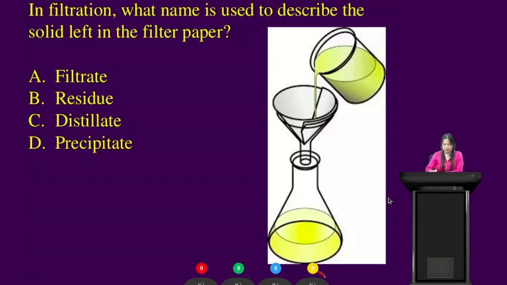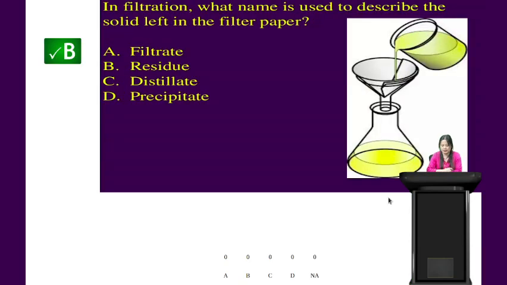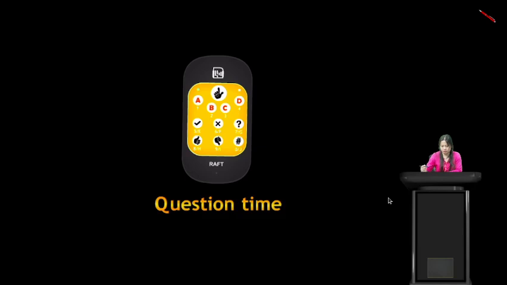Alright students, your time is up, and yes, very good. We have discussed that in filtration, the solid substance left on the filter paper is called residue. So here the correct answer is option B, that is residue. Good students.